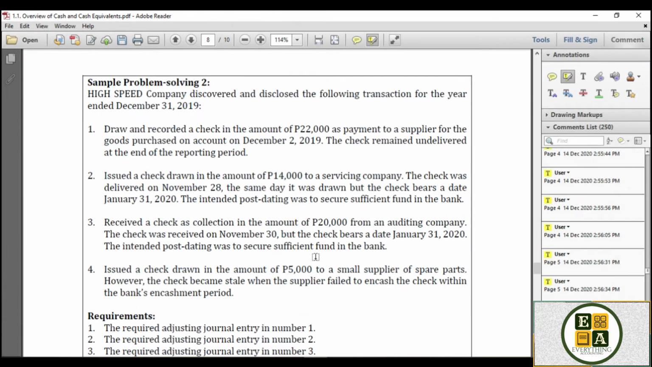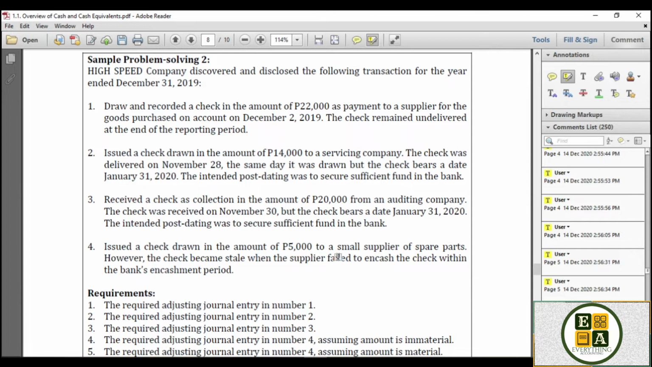So, let's proceed with this sample problem. Okay? So, high-speed company pa rin. So, sample problem solving 2. So, yung requirements, adjusting journal entry daw sa number 1, number 2, number 3. Then, sa number 4, assuming immaterial at saka material. Okay? So, dalawa yung gagawin nating adjustment dito sa number 4. Okay? Both assumptions. So, let's start with number 1.